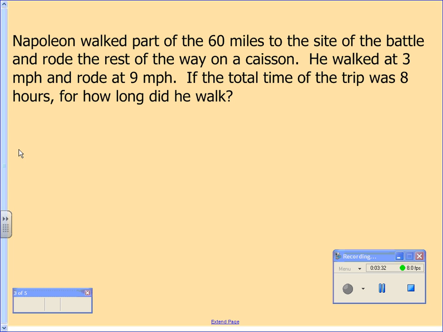So here's an example. Napoleon walked part of the 60 miles to the site of the battle and rode the rest of the way on a horse. Whatever that is. No, doesn't really matter. He walked it 3 miles per hour and he rode it 9 miles per hour. Total time was 8 hours. How long did he walk? First thing you should do is to set up a diagram.